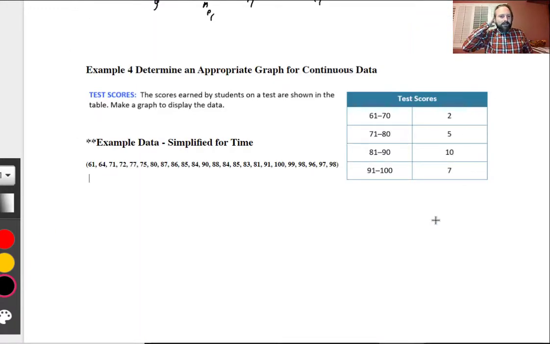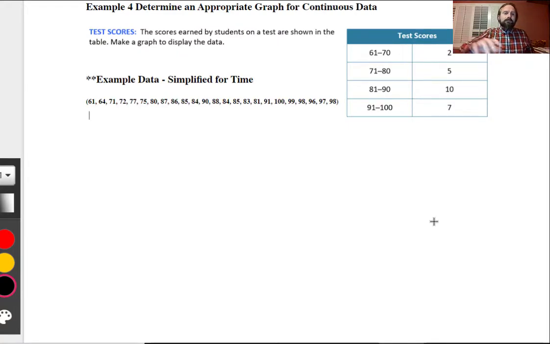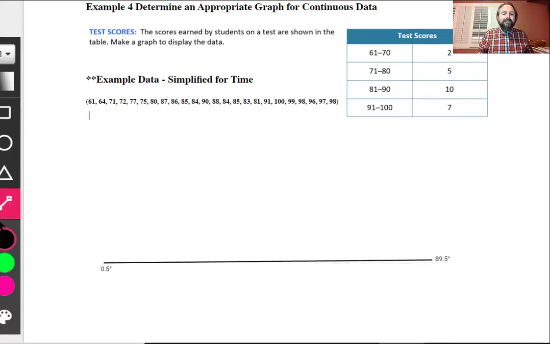So this right here is for continuous data. Now, test scores. The scores earned by students on a test are shown in the table. Make a graph to display the data. So looking at this, we're simplifying for time right here. But if they gave us this data, we'd probably want to make our own data like this and be able to create our own stacks, our own bins of information right here. So just looking at this, it looks like this would be continuous data. We would want to connect it.